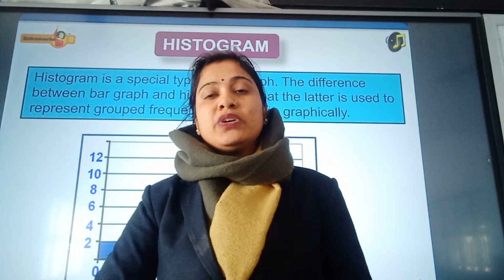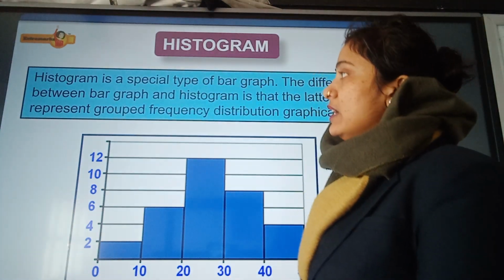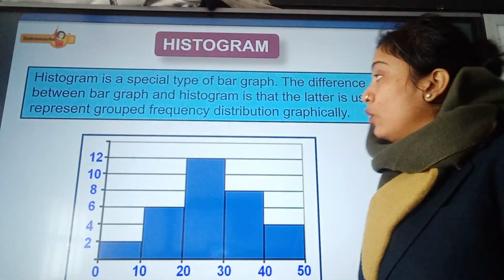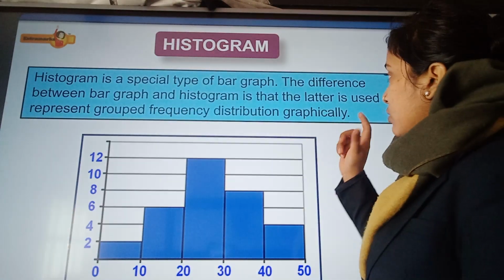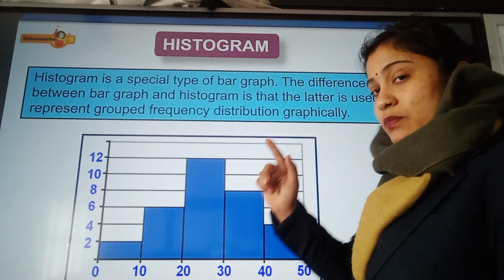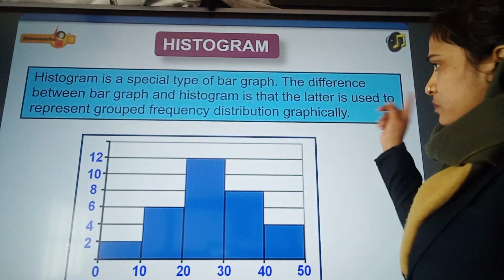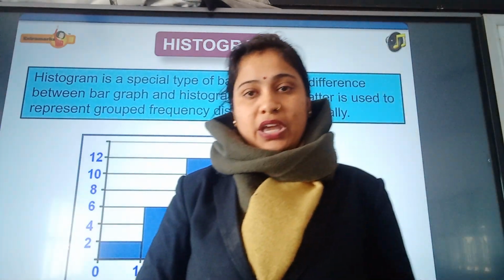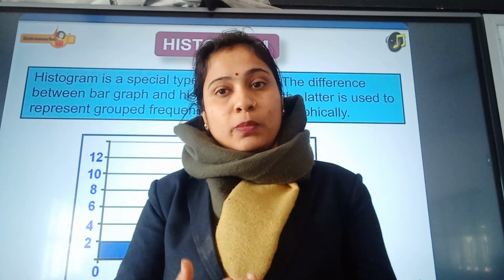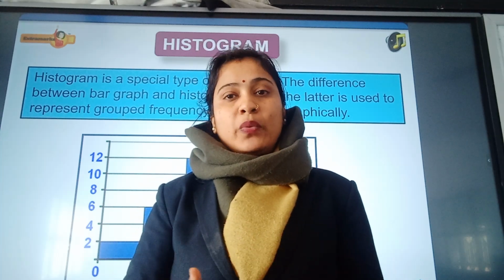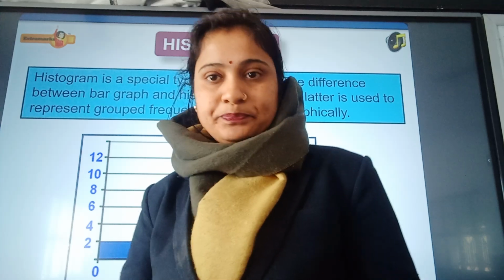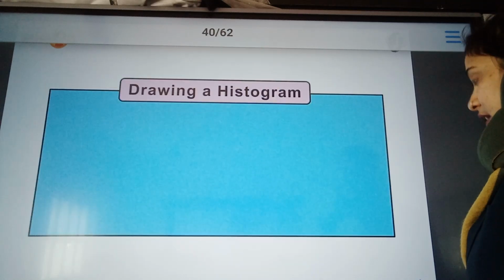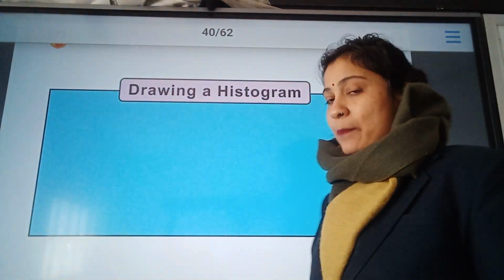So basically, you need to understand what a histogram is. A histogram is a special type of bar graph. The difference between a bar graph and a histogram is that the latter, the histogram, is used to represent a grouped frequency distribution graphically. So here we are using grouped frequency data to represent the data. This is how we construct the histogram, by using rectangles without leaving any gaps.